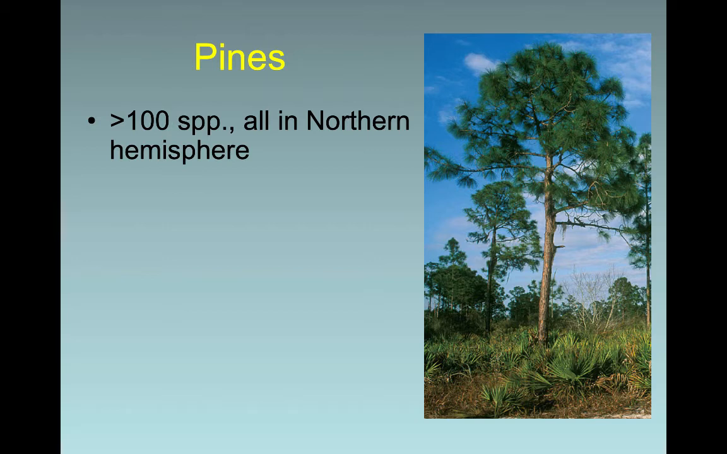There's about 100 species of pine. All of those are in the northern hemisphere. Most of those are in the western hemisphere, although there are some in the eastern hemisphere. But we have more over here than they have over there. About as far south as you can go and still find trees of this type, pine trees.